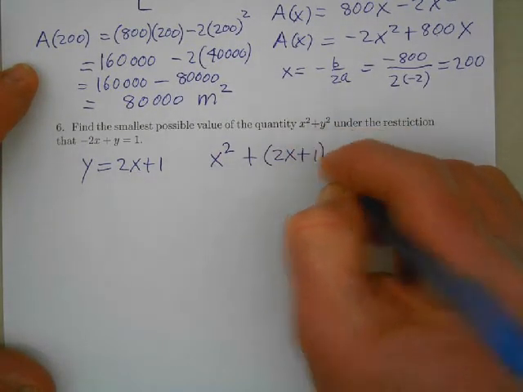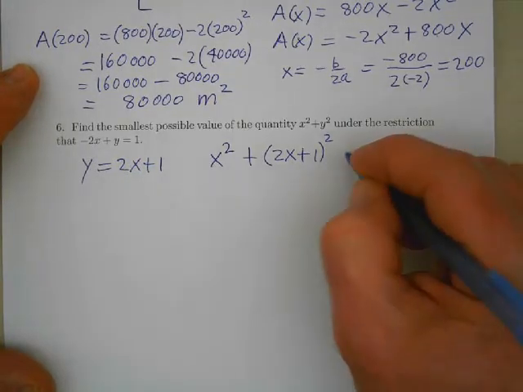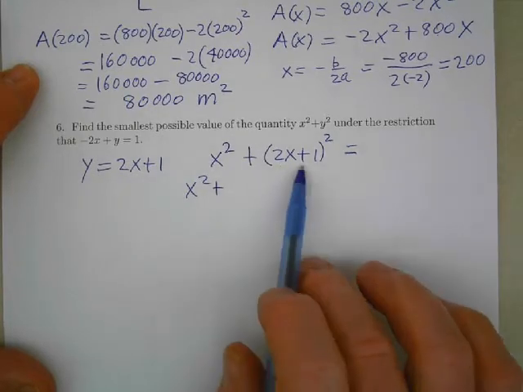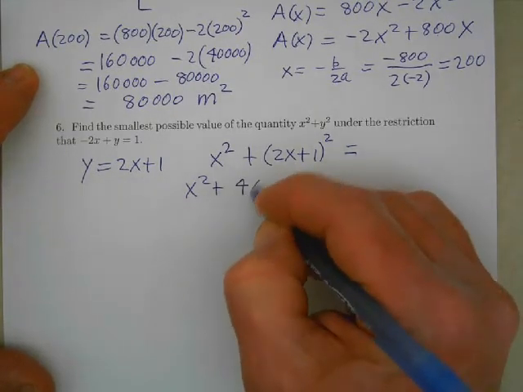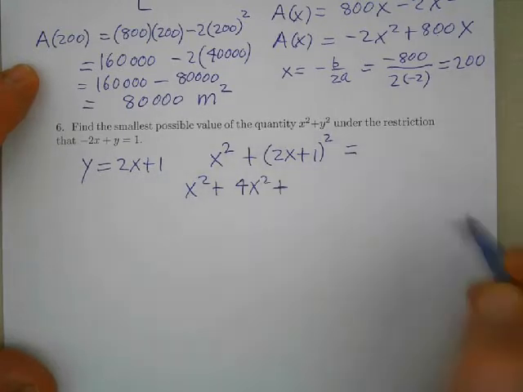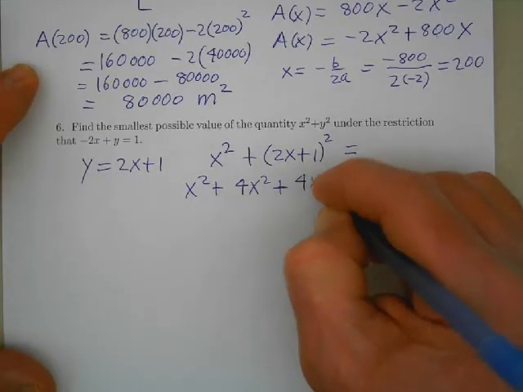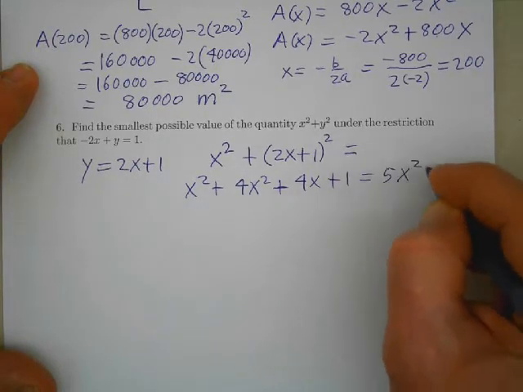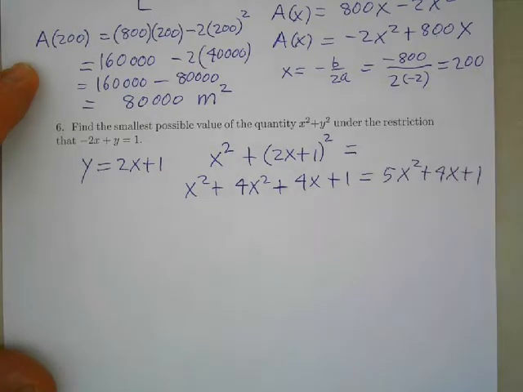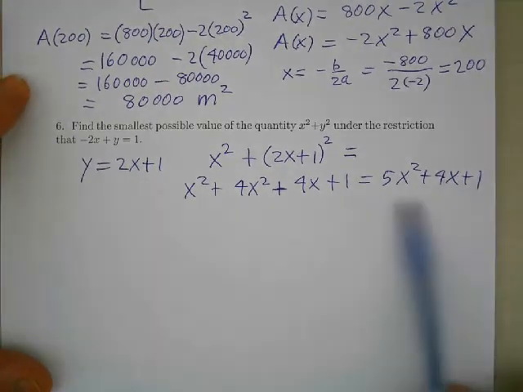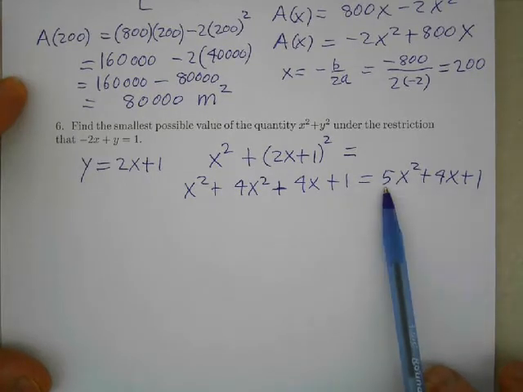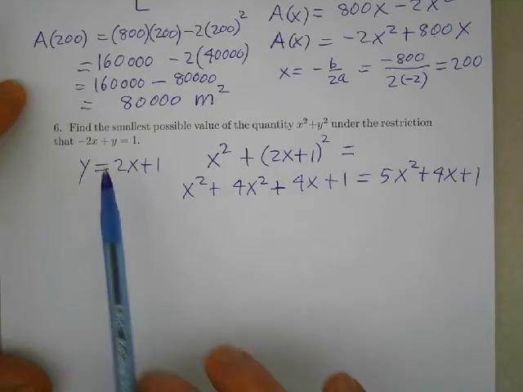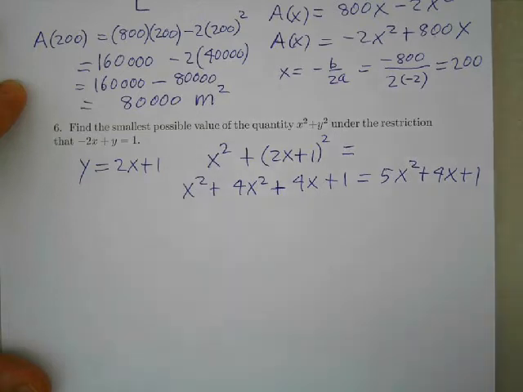we'll get a single expression in terms of one variable x, and we'll square that binomial 2x plus 1, and we'll get 4x squared plus 2x for a total of plus 4x and then plus 1. And then when we combine like terms, we get 5x squared plus 4x plus 1. This quadratic expression has a leading coefficient that is positive. So this does have a minimum value, and that's what we're supposed to find, the smallest possible value.